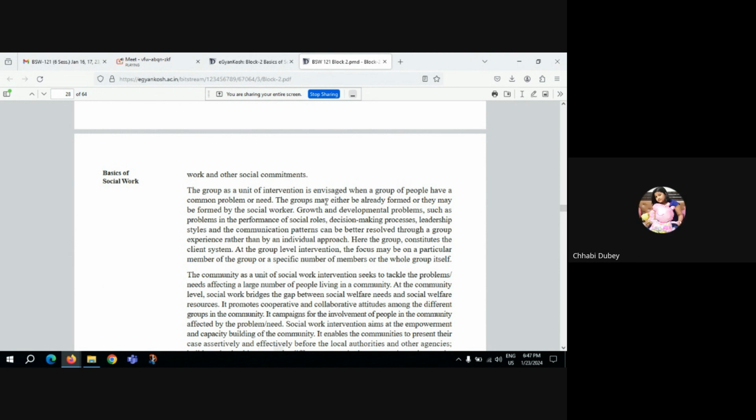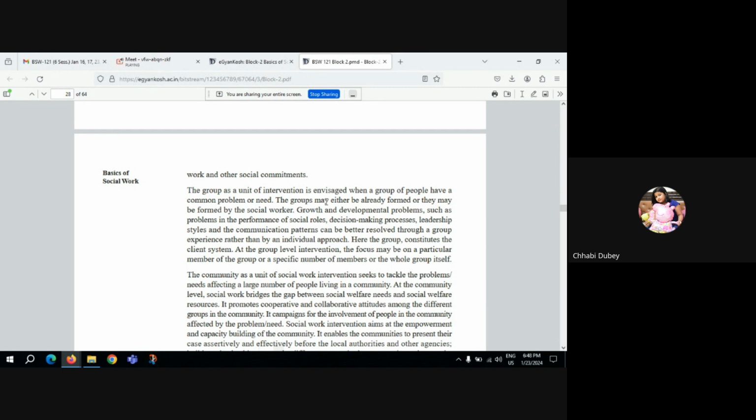Okay. So basically, AA group means Alcoholics Anonymous group, and these are therapeutic groups which are formulated to help people overcome the addiction to alcohol. Group work is done in different settings for people undergoing different problems. It can help these individuals in overcoming their problems related to performance of social roles, decision making processes, leadership styles, and communication patterns. All these can be very much resolved when we are working with groups.